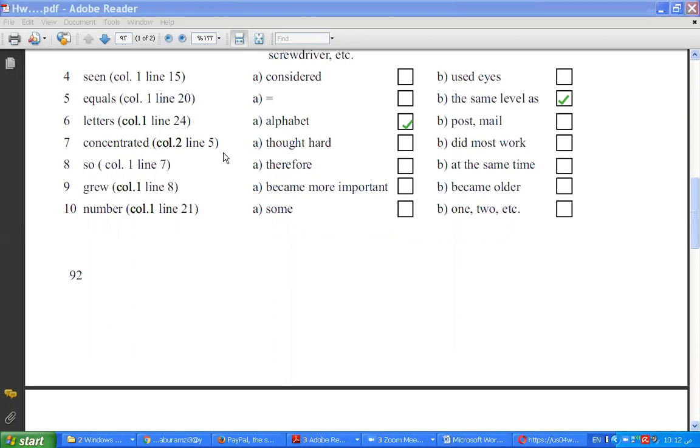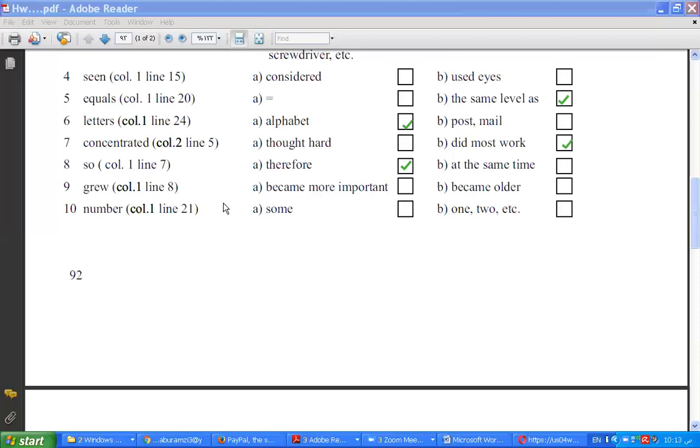Concentrated means thought hard or did most work. Did most work in this paragraph. It does not mean that they thought deeply. The study focused on most of its work or effort being in this. So, when we say so, it means therefore, or at the same time. Therefore, so, yes.